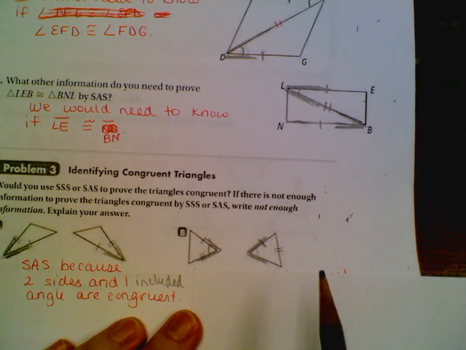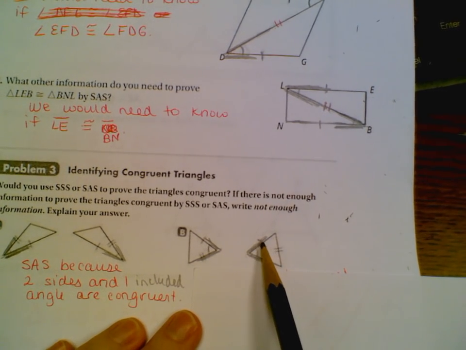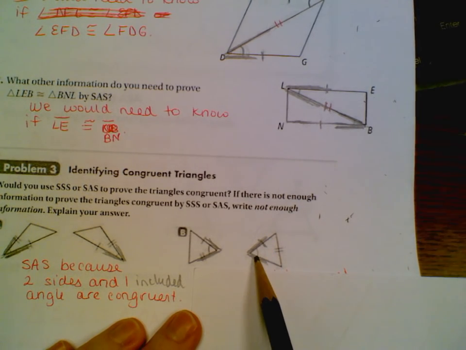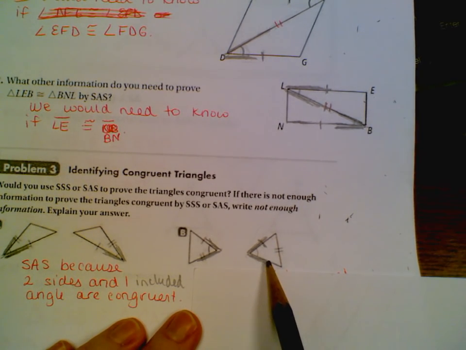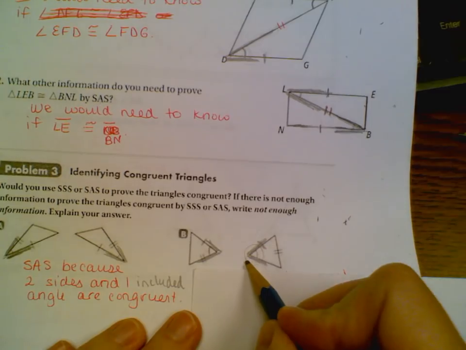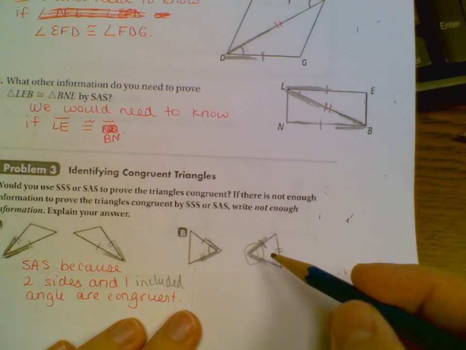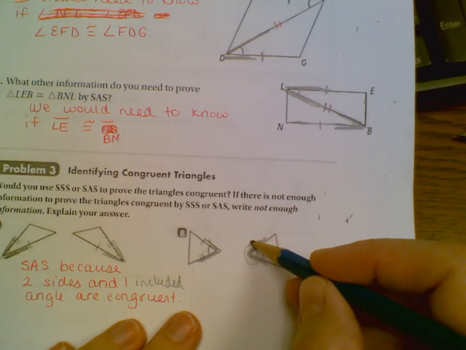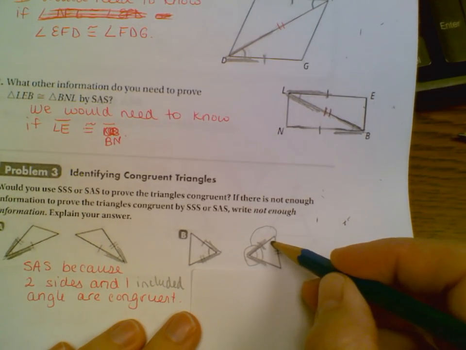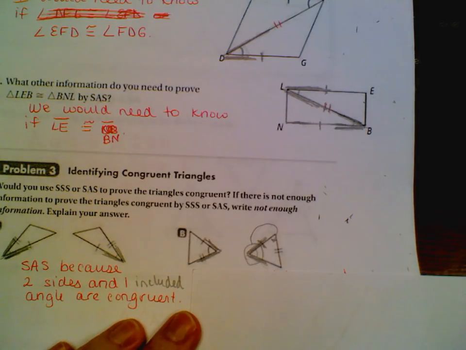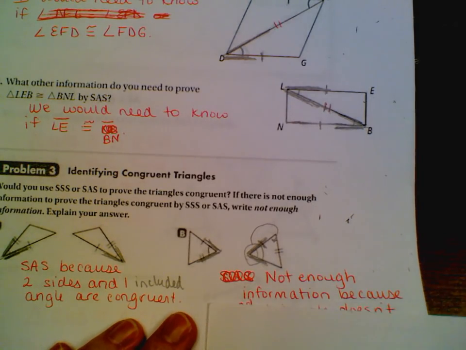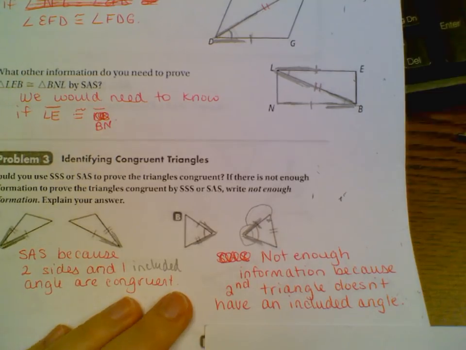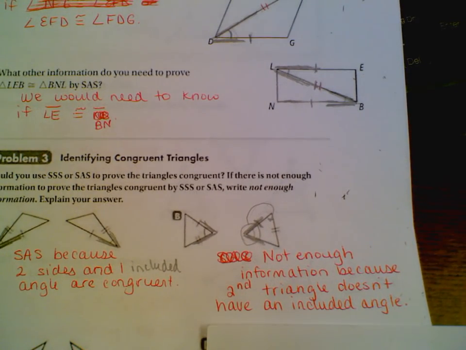The problem with this one is I only have one of the sides I highlighted congruent. The other side is not congruent. So that means that this angle is not included. It's not in between the two sides that are congruent. If it's going to be in between, it would have to be this angle right here. So this one would be not enough information because my second triangle doesn't have that included angle where it needs to be. Alright, you're going to pause the video and try the last two.